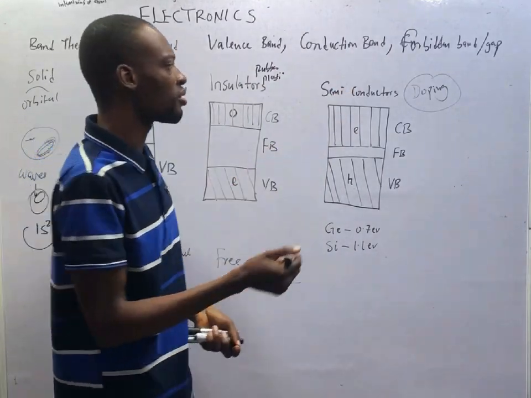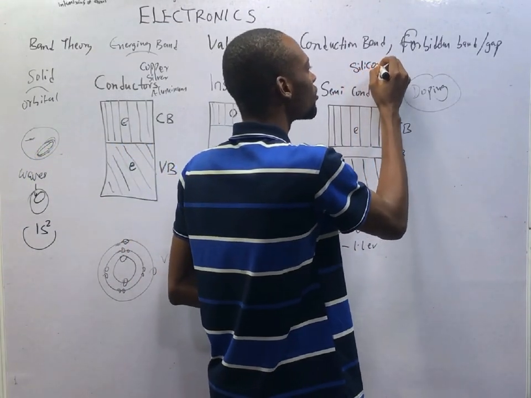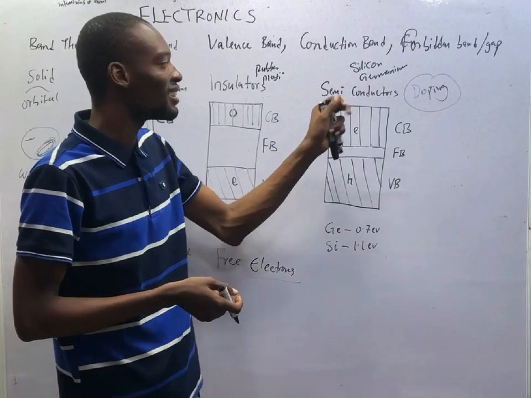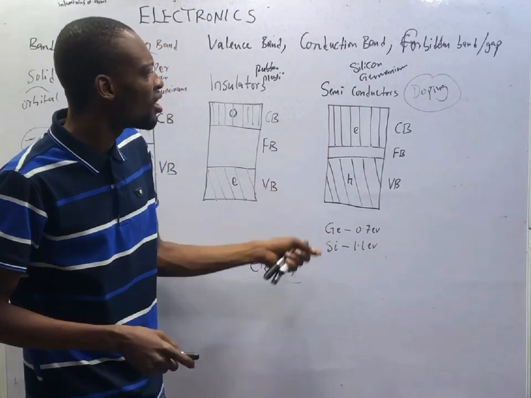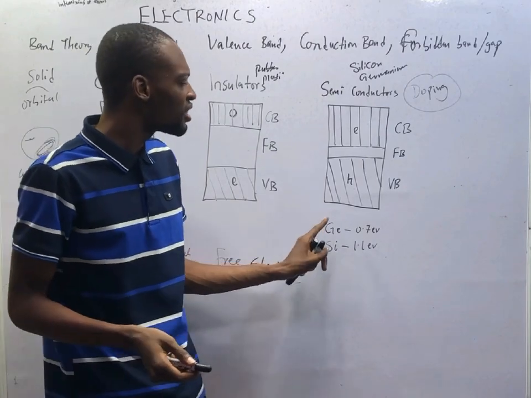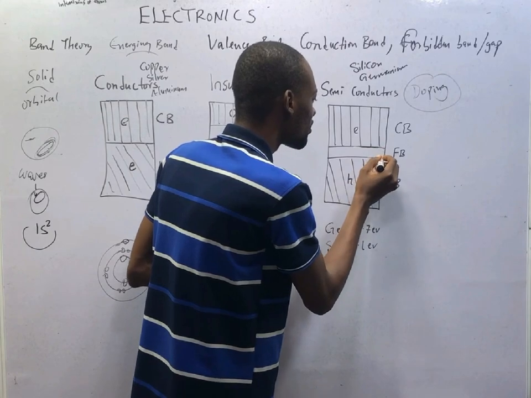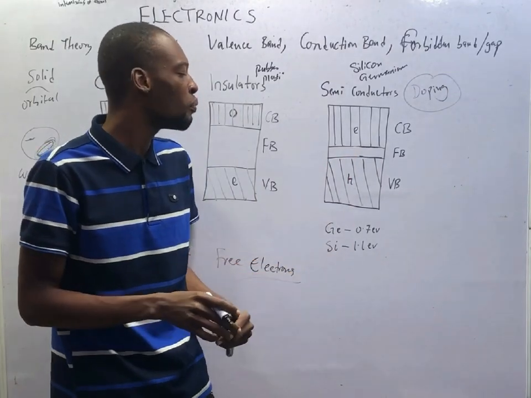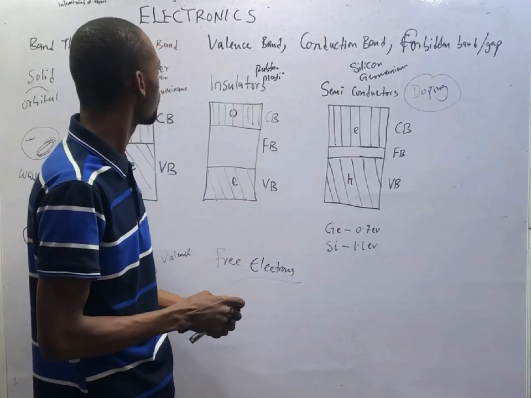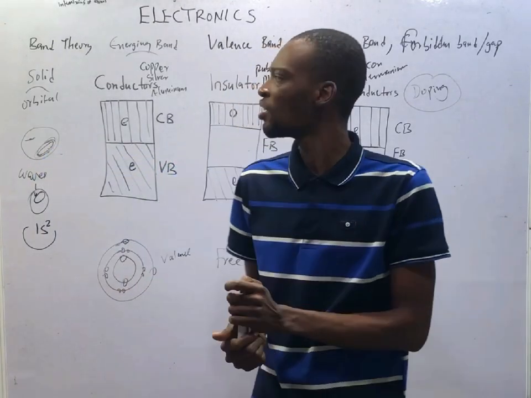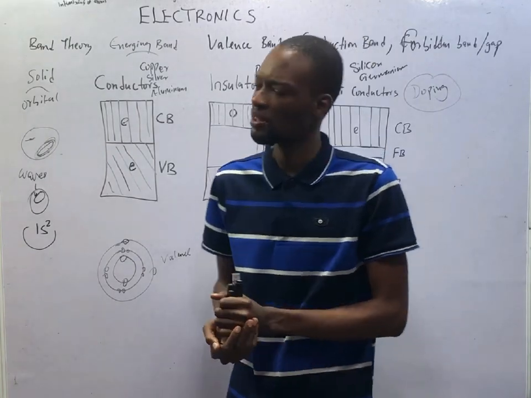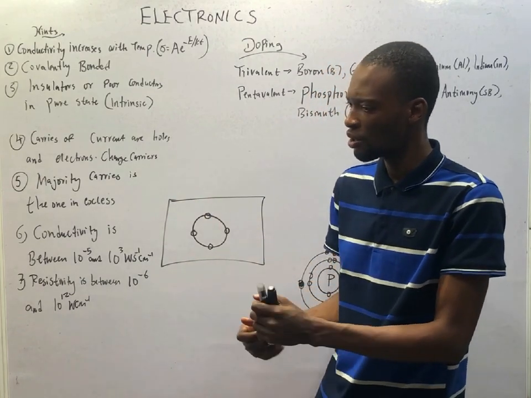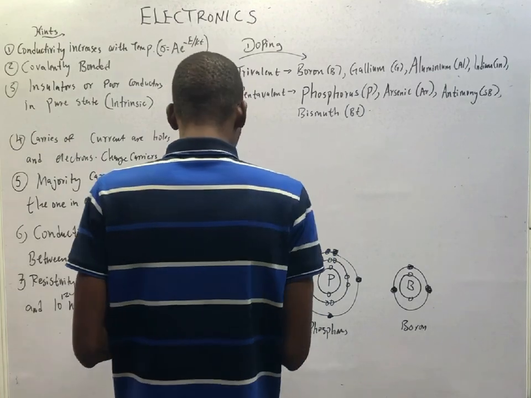Then semiconductors, the top semiconductors are silicon and germanium. For germanium, the forbidden gap is 0.7 electron volts. While for silicon, the forbidden gap is 1.1 electron volts. So, band theory: valence band, conduction band, and forbidden gap. Do you understand this? For semiconductors, conductivity increases with temperature, which means as temperature increases, the conductivity will increase.